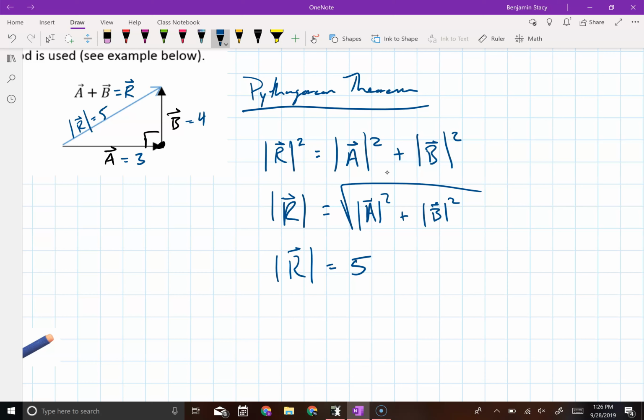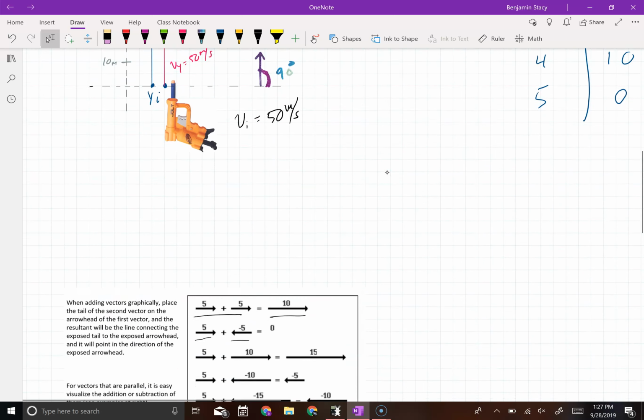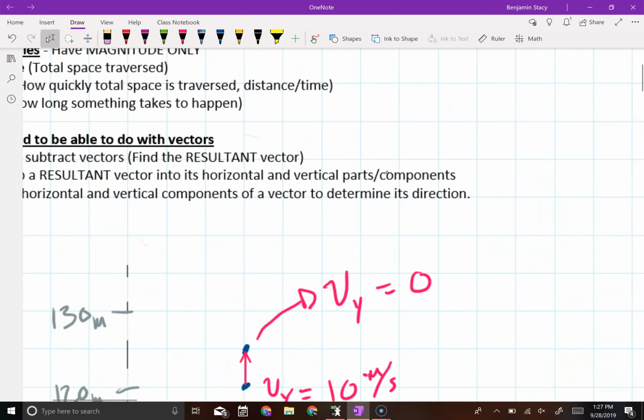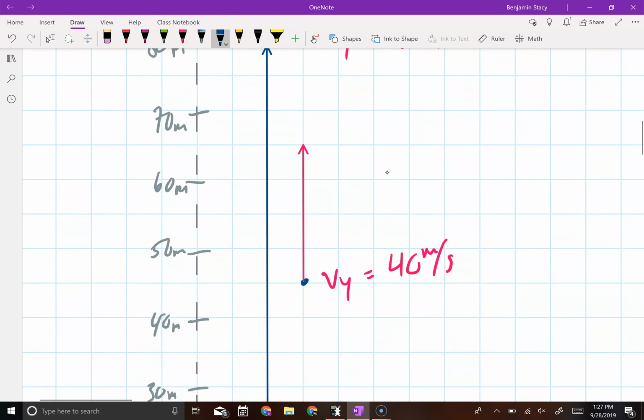So that's what we have to use when they are not parallel to each other. If it's not a right triangle, then you're going to have to either build other little right triangles out of the other vectors or use law of sines or law of cosines. We don't really want to have to do that. We always want to keep them perpendicular so we get right triangles. So the Pythagorean theorem, that's what we can use to add. All right, so that's number 1 up there in the first bullet, adding and subtracting vectors, either arithmetically or with the Pythagorean theorem. Check. Next, break up a resultant vector into its horizontal and vertical parts, or components.